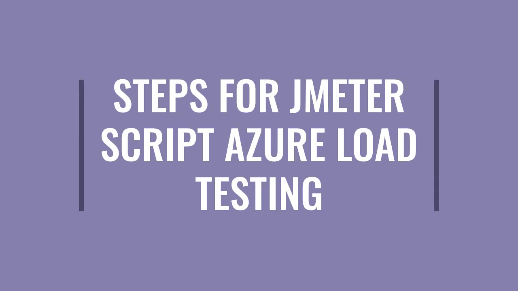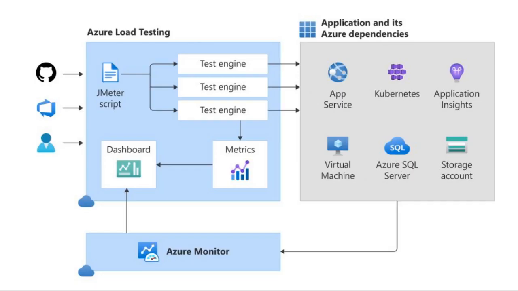Steps for JMeter script Azure Load Testing. Azure Load Testing enables you to take an existing Apache JMeter script and use it to run a load test at cloud scale. Use cases for creating a load test with an existing JMeter script include: you want to reuse existing JMeter scripts to test your application, you want to test multiple endpoints in a single load test, or you have a data-driven load test. For example, you want to read CSV data in a load test.